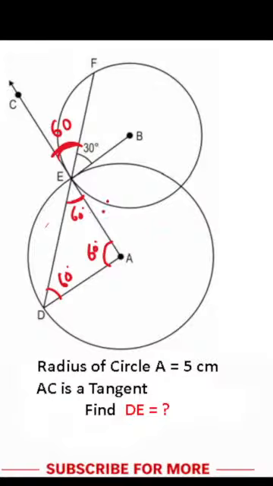Now as soon as you realize that all of the three angles are 60, it is an equilateral triangle. So if it is an equilateral triangle and the radius of the circle is 5, so this is 5, this is also 5, then the third side must also be 5. So DE is nothing but 5. So the correct answer, the length of DE, is 5. I hope it is clear.